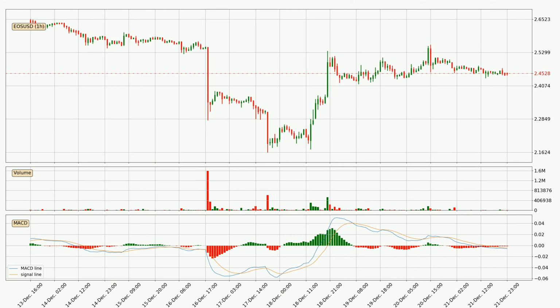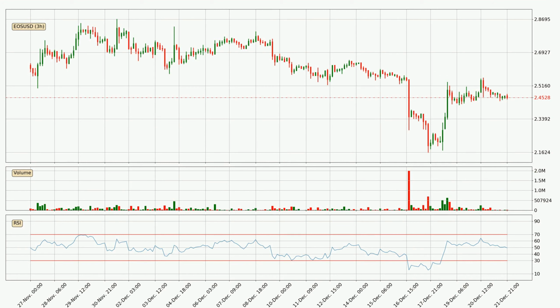Jumping to the 3-hourly relative strength index, the current 3-hourly RSI is at 49, so it doesn't show signs of overbought or oversold conditions at this point.